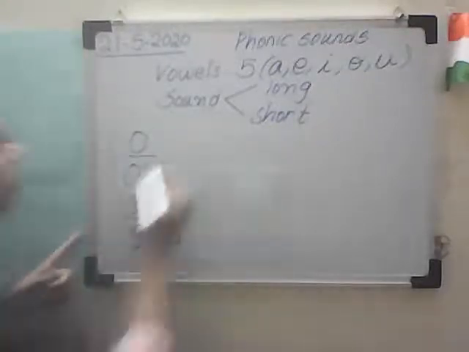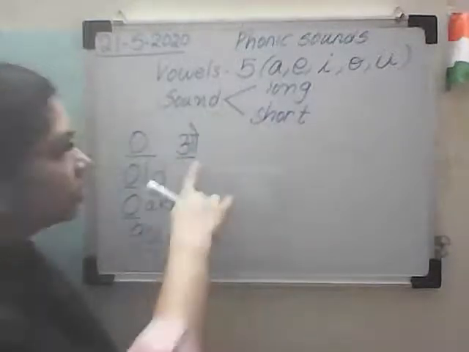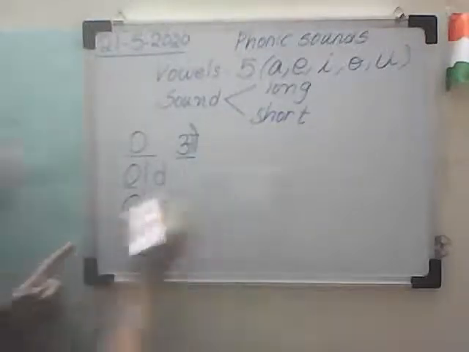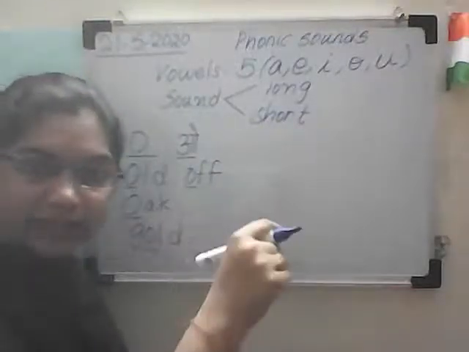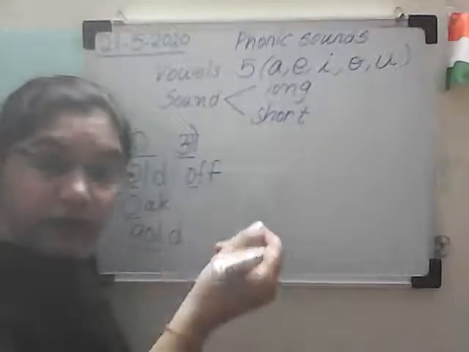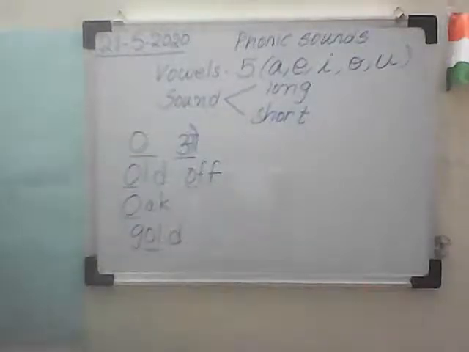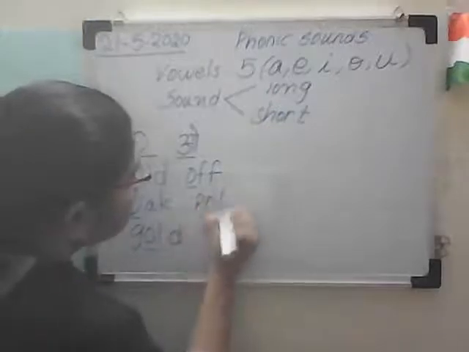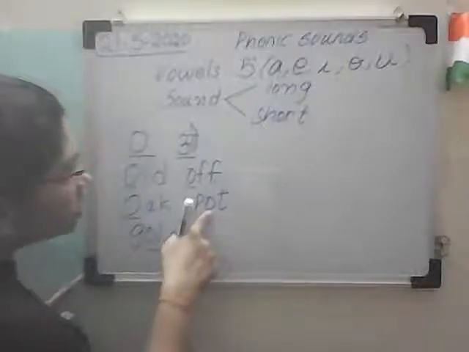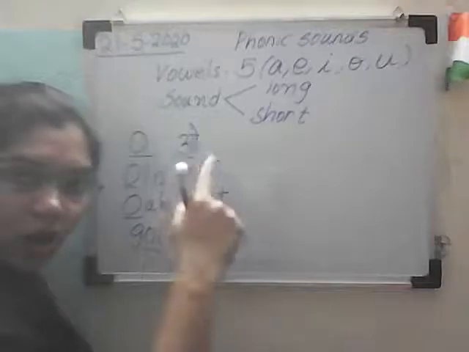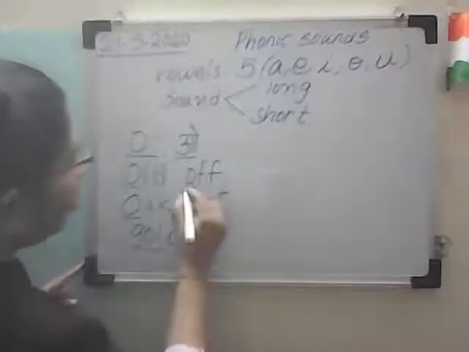And short vowel sound is like O, in off. Switch off the light, switch off the fan. Off means turn off, we say turn off or switch off. That is off, O-F-F. Pot. O for off, O for pot.